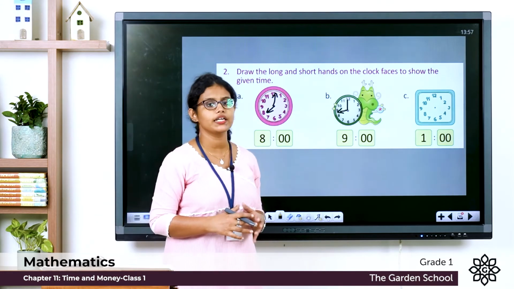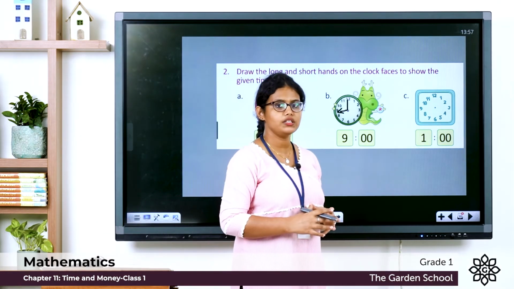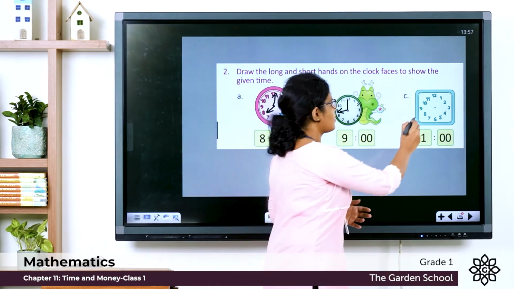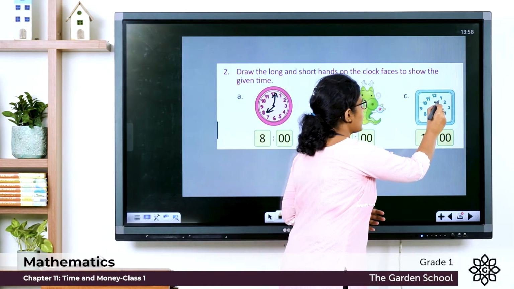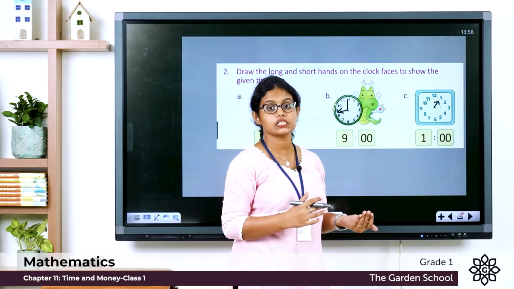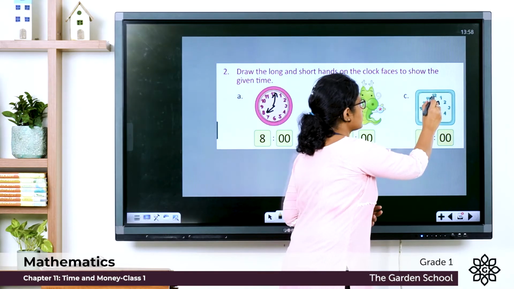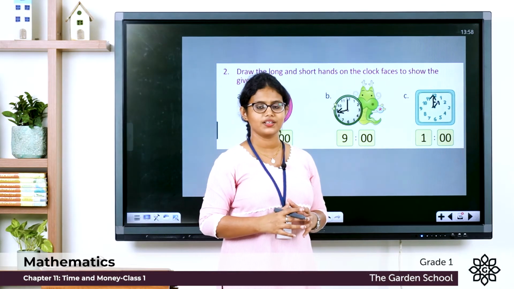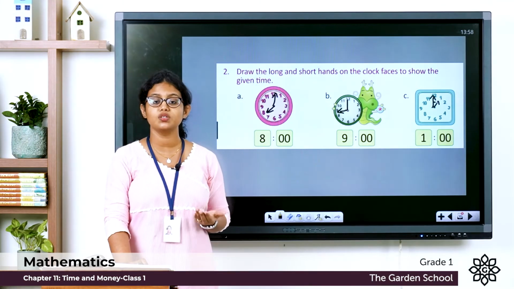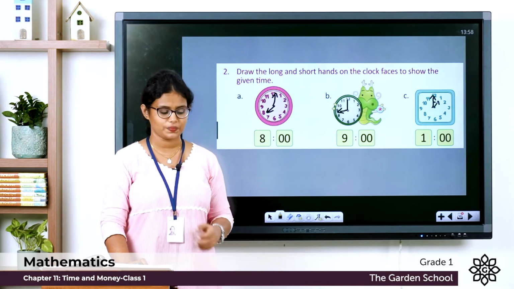Now let's see the third one. The time given here is 1. So the hour hand points to 1. The hour hand is the small hand. Then the minute hand points exactly at 12. So that is the long hand. So that is 1 o'clock. There are 3 more questions in your textbook that you can do by yourself.